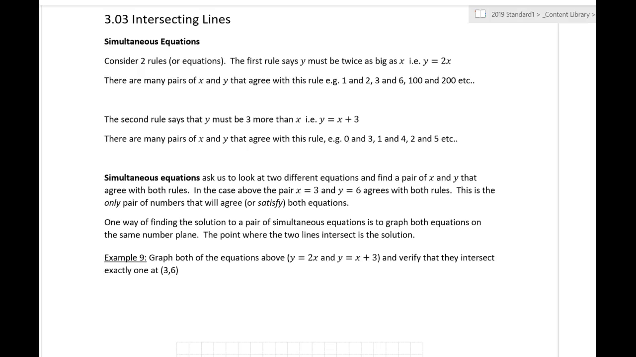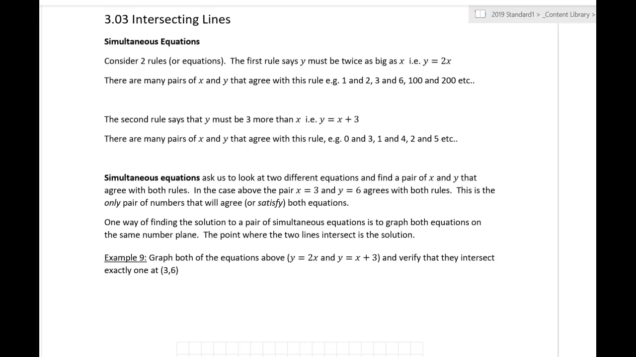Now, for these two equations, y equals 2x and y equals x plus 3, we'll find that the numbers 3 and 6, right, x equals 3, y equals 6, that pair of numbers agrees with both equations. Because why? Because 6 is twice as big as 3, and 6 is also 3 more than 3. Okay, so that satisfies those. In fact, we could say that that is the solution to the pair of simultaneous equations.